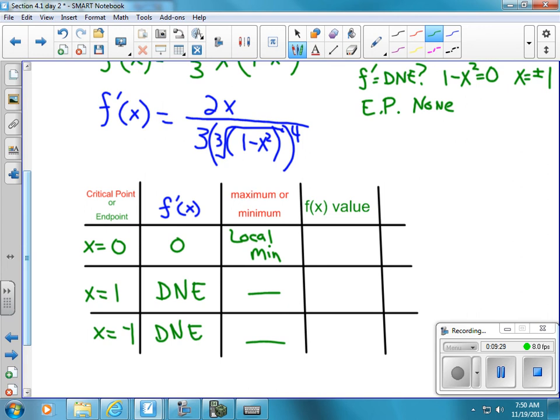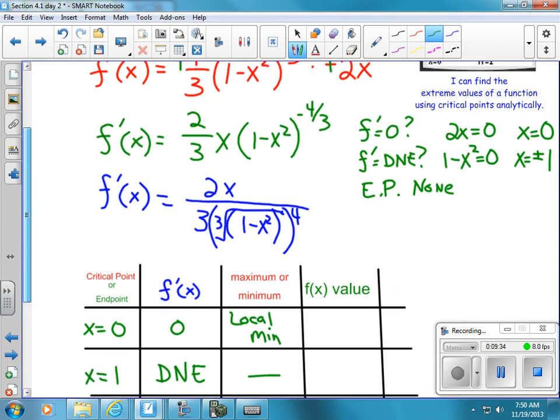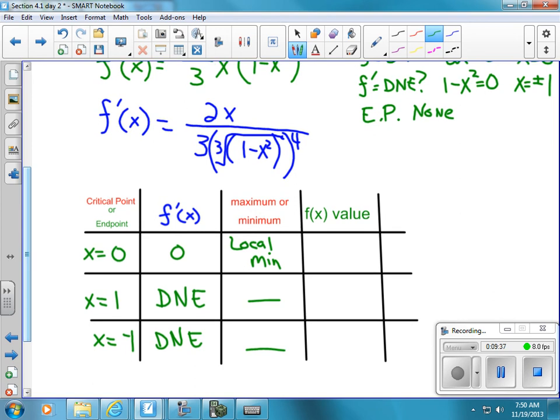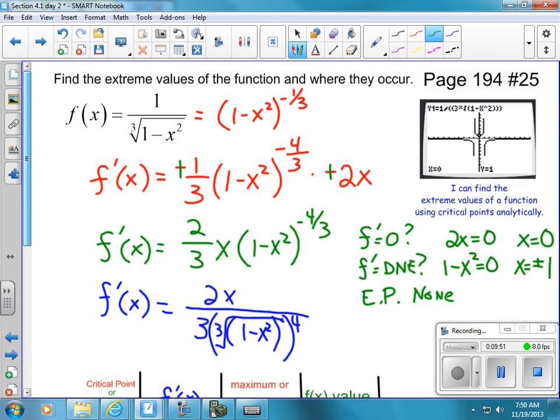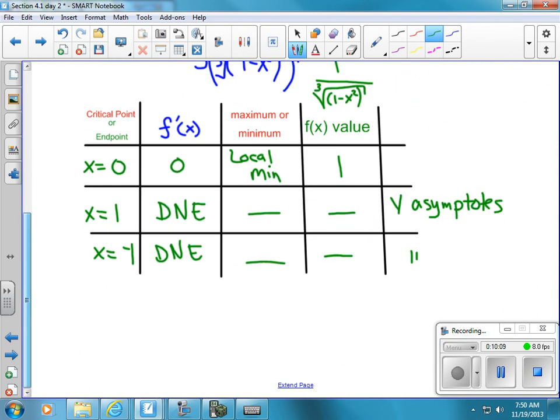All right, the function value at x equals 1 and negative 1 doesn't exist for these 2 because they're vertical asymptotes. And then the function value, if you put a 0 into your function, remember your function is 1 over the cubed root of 1 minus x squared. So if you put a 0 in there, you get 1 over 1. So again, maximum and minimum we're determining from the graph. Okay?